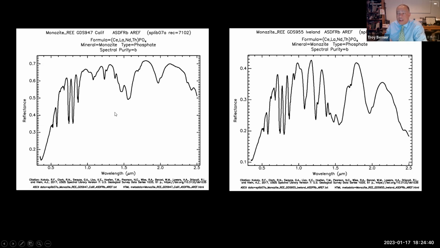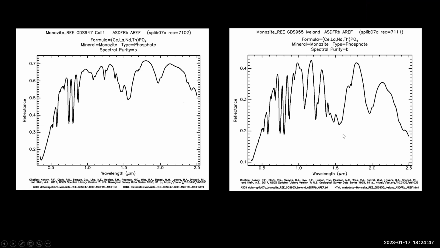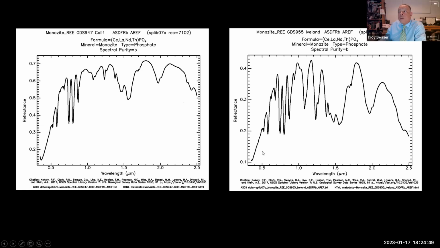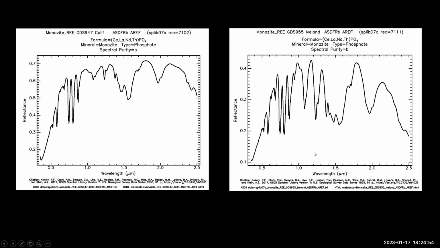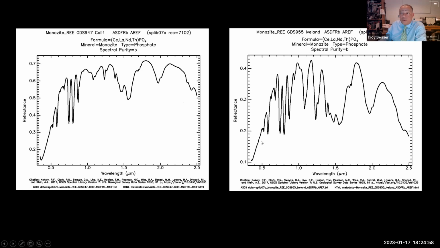Folks, you can definitely comment on this. The spectra look different. The amplitudes are different. It's significantly different. Watch the scales. The scales are different too. This is reflectance, and this is wavelength. So the reflectance on this specimen in California has a higher reflectance than the one on the right.